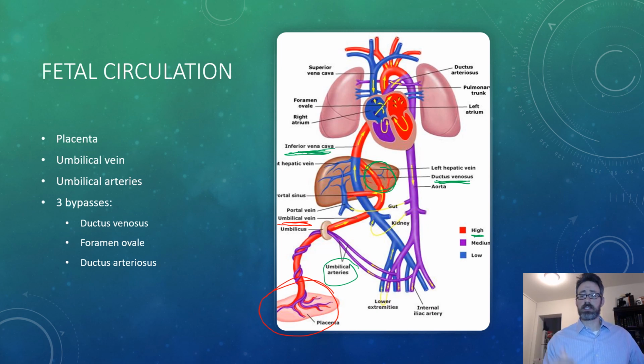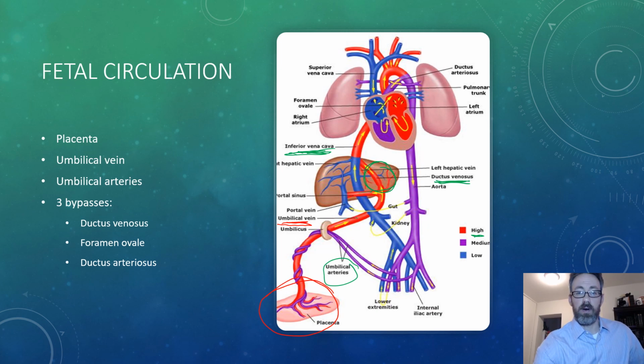So it's bypassing the liver essentially. 50% of that will go through the liver. As you can see, the portal sinus right here connects the two. And then what that does is bring this well-oxygenated blood to the right atrium via the inferior vena cava.